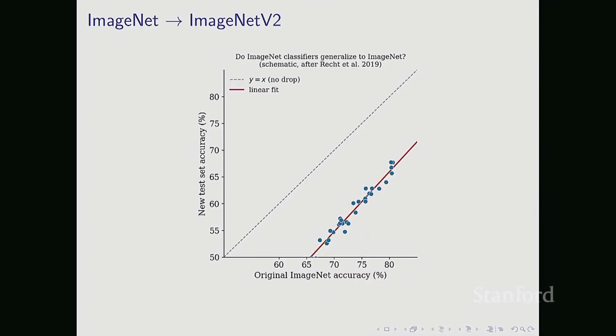Awesome. This is the original ImageNet accuracy. This is the new test set accuracy. If everything were perfect, you would expect it to live here. Something more interesting happened. All the models dropped by almost the same amount. And in fact, if you notice, since they're in a linear order, they didn't change ranking.